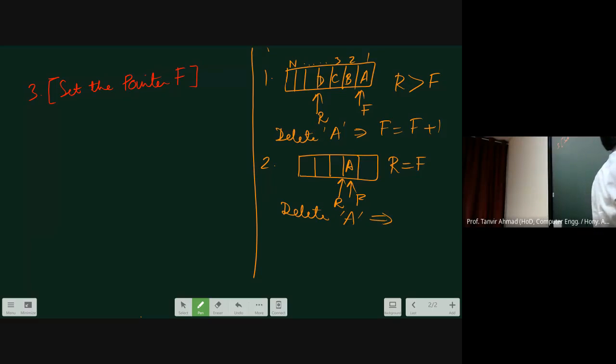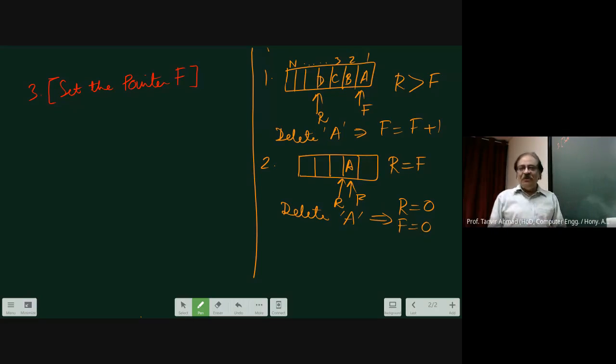And what will you do? You will write R is equal to 0 and F is equal to 0. Now you know that in the case of insertion in the queue, once I inserted the first element, I modified both the pointers, the F and the R. Similarly, in the queue delete, if there is only one element, when I am deleting that element, I have to modify both R and F. Otherwise, in the first case, you are only modifying F. But in this case, you are modifying both R and F.